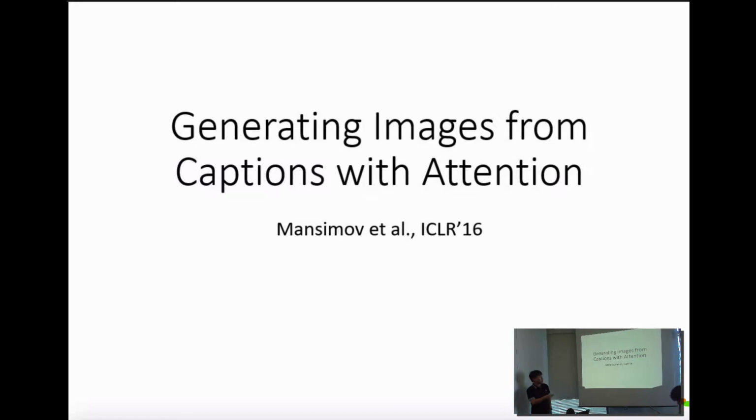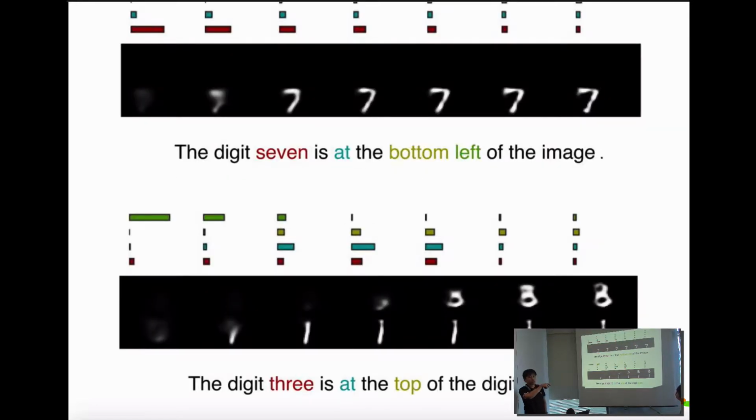This paper is named Generating Images from Captions with Attention. The problem is the same. You are given a piece of text and you are asked to generate an image. This example summarizes the goal of the paper. Basically you are given this text, and then this is the generation process of the images. The text is: this digit 7 is at the bottom left of the image. They generate over time, and this is the final result. Similarly, with the digit 3 is at the top of the digit 1, we have this as the final result of this paper.